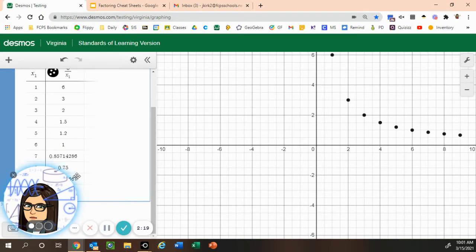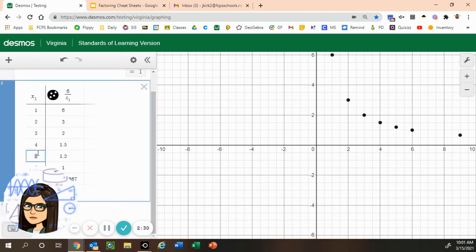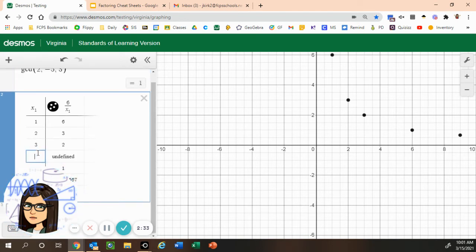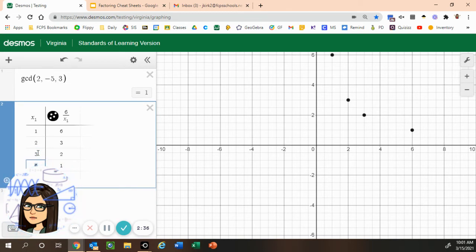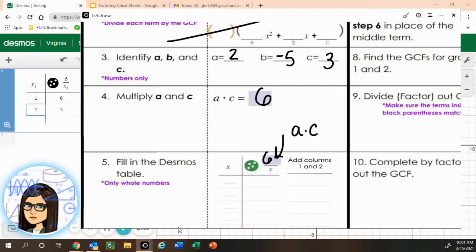But now what I want you to do, you know that I hate decimals and I think they're disgusting. So you're going to delete any row that has a decimal. Okay, there we go. Delete, and I missed this one right down here. Once we have deleted our decimal rows, I also want us to delete any repeated pairs. So we have 1 and 6. We also have 6 and 1. Delete. We have 2 and 3, also 3 and 2. Delete. Now this is what we're going to carry over to our table on our chart.